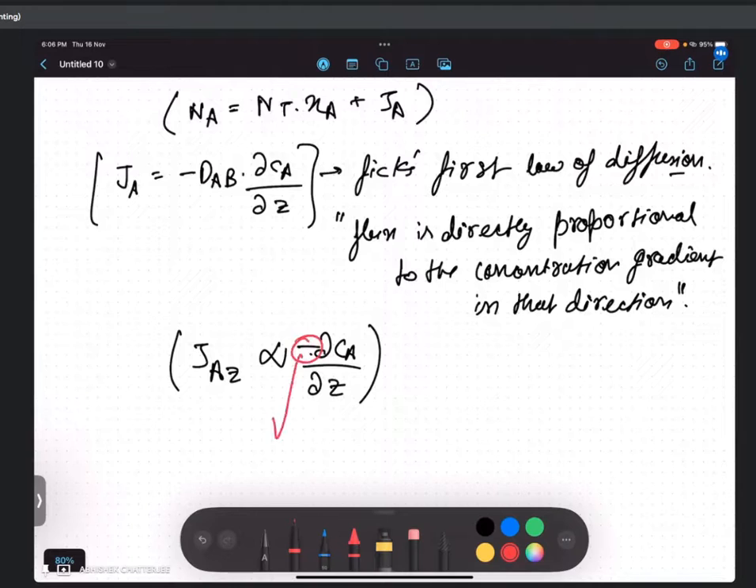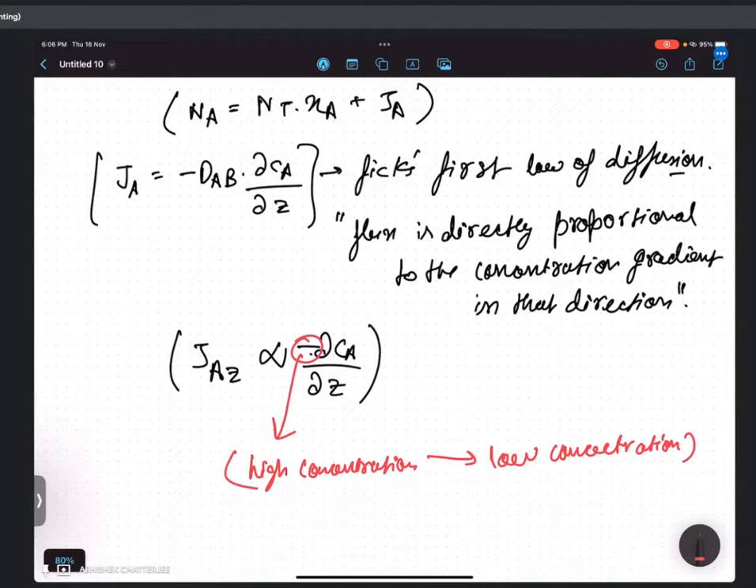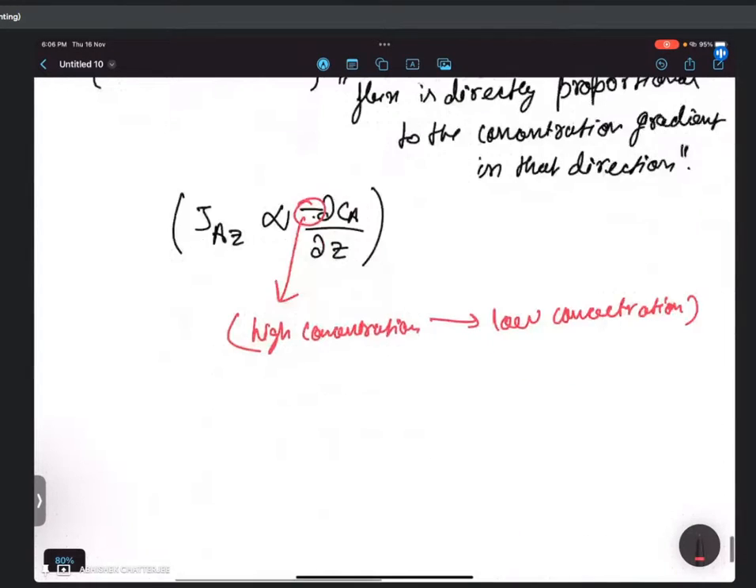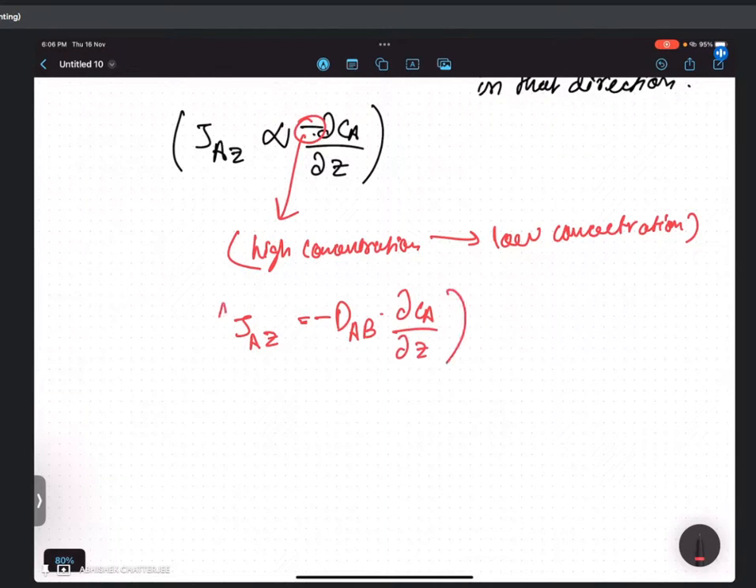Why this negative sign? This negative sign represents that the solute is transferring from the high concentration zone to the low concentration zone. Okay, so this is the directly proportional sign. You know that for removing a directly proportional sign we need to use a constant of proportionality. The constant of proportionality we use is known as Dab, and then this becomes minus Dab into dou Ca by dou Z. Now this Dab is known as your diffusivity, or also diffusivity coefficient.